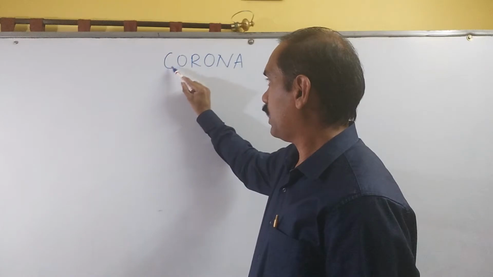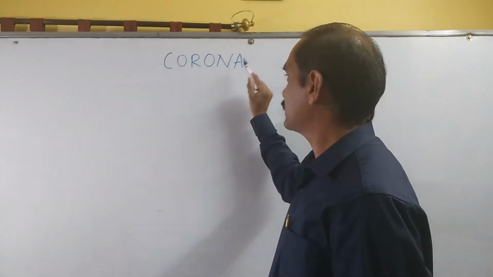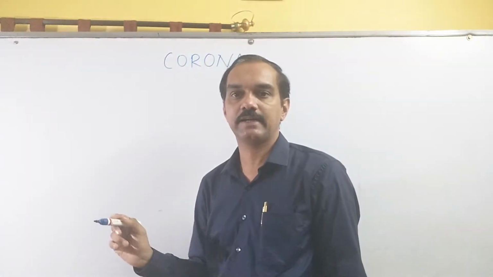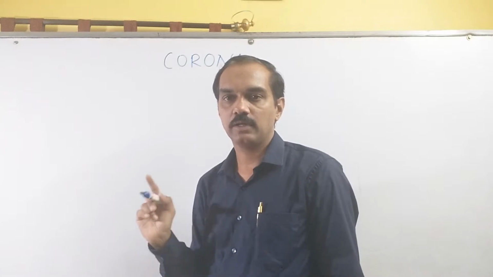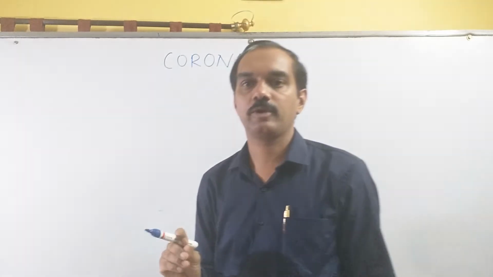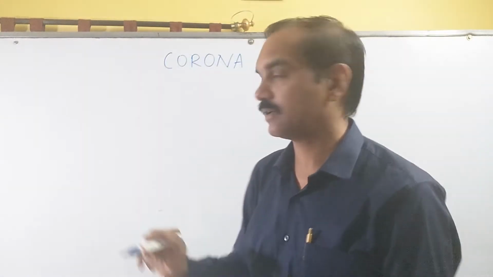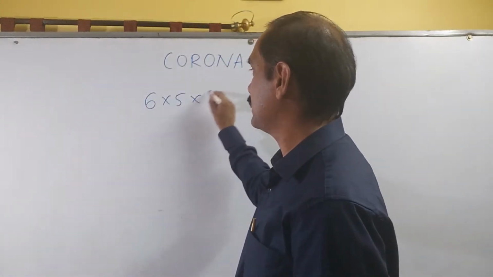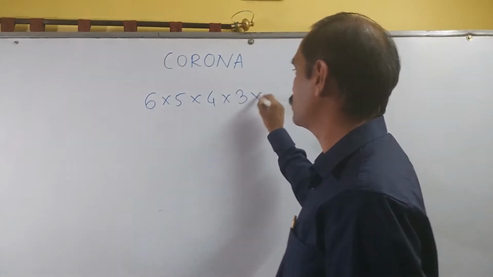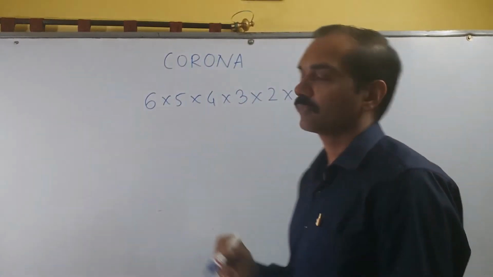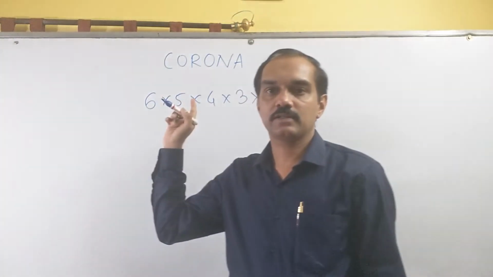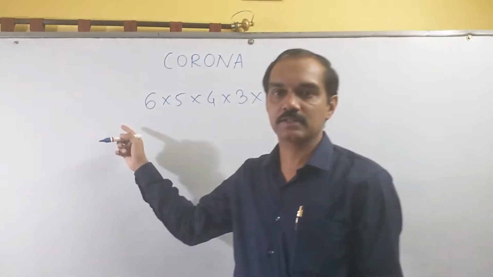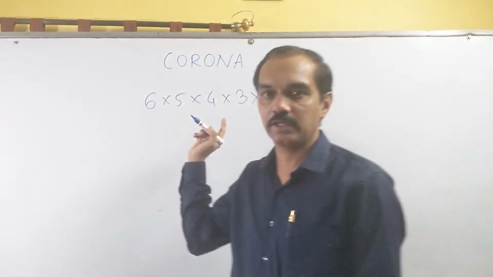See here, 1, 2, 3, 4, 5, 6. This is a 6-lettered word. So in this word Corona, how many letters? 6 letters. Start with 6, go till 1: 6, 5, 4, 3, 2, 1. Count the number of letters in the word.